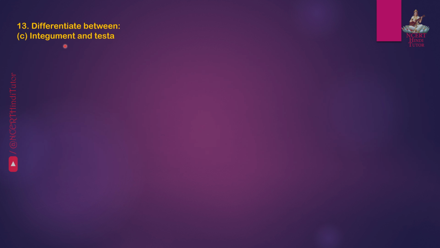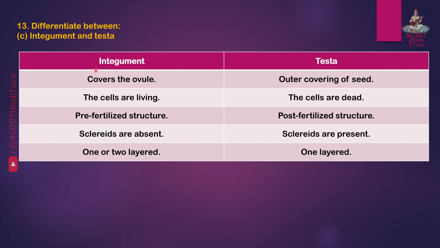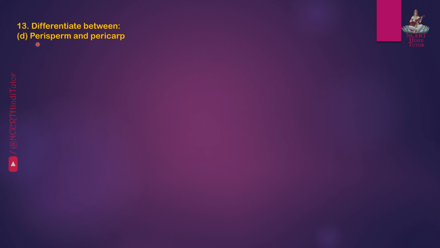C. Integument and testa. Answer. Integument covers the ovule. Testa, outer covering of seed. Integument, the cells are living. Testa, the cells are dead. Integument, pre-fertilized structure. Testa, post-fertilized structure. Integument, sclerids are absent. Testa, sclerids are present. Integument, 1 or 2 layered. Testa, 1 layered.